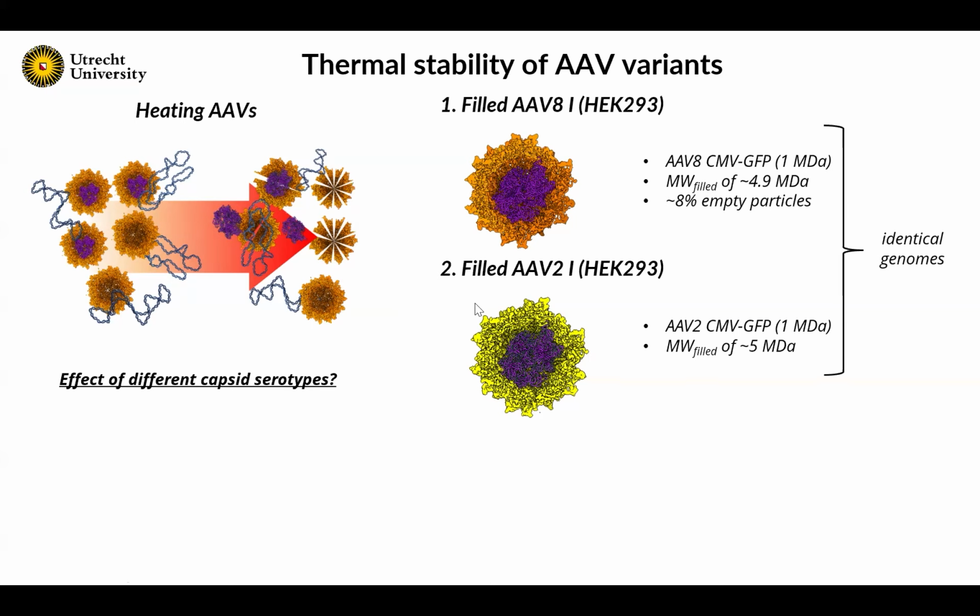So here we have a sample of AAV2, which actually has an identical genome as the previously measured AAV8. So they both are made in HEK cells. They both have a GFP genome, which is about 1 megadalton in size. However, the capsid exterior is different in this case. It's an AAV2, and we can compare it to our AAV8.